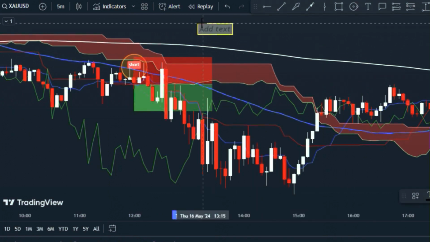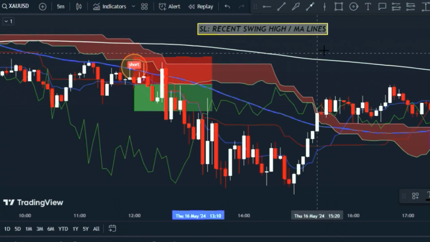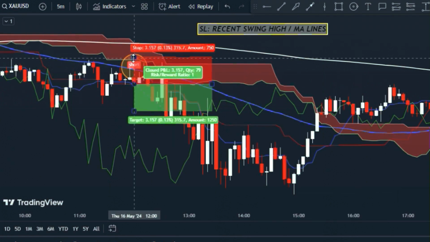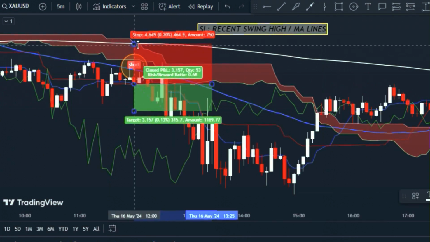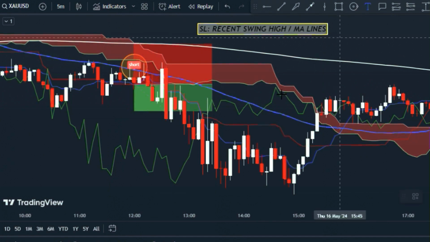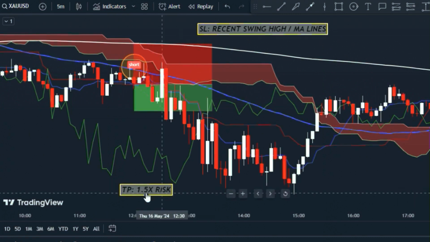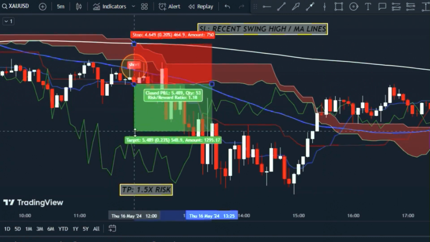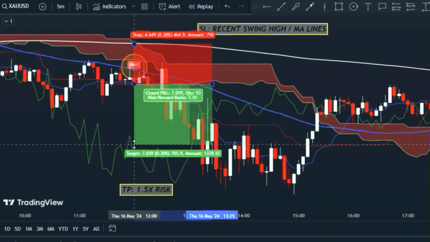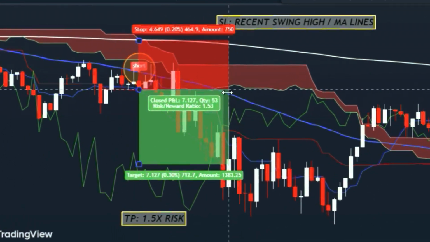Once you're in the trade, manage your risk by setting a stop loss just above the recent swing high or moving average line. This helps protect your investment. And when it's time to collect those profits, set a take profit target 1.5 times the distance between your entry and stop loss levels. Now you'll have a solid risk to reward ratio so you can trade with confidence.